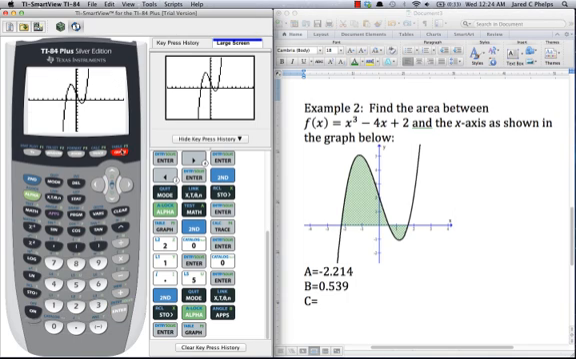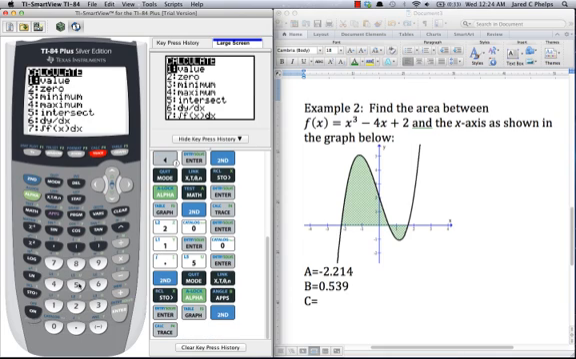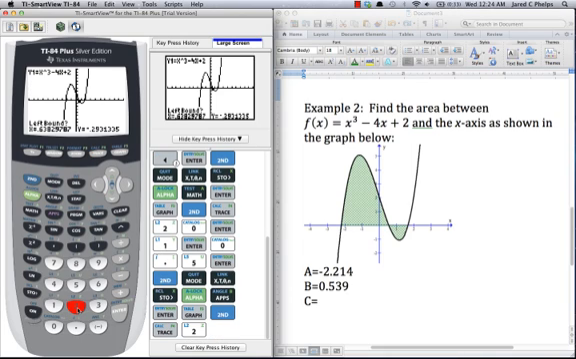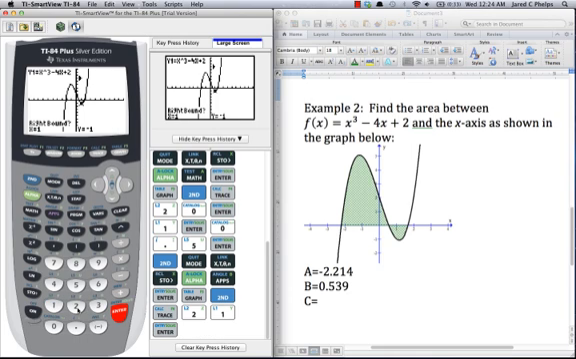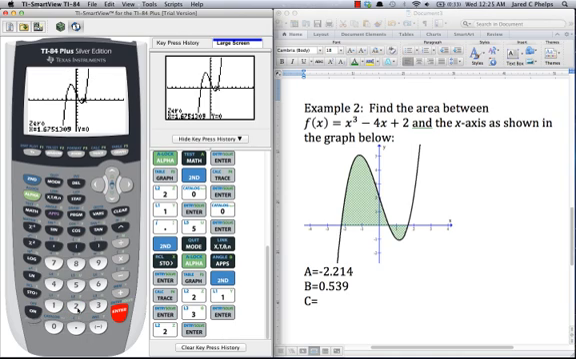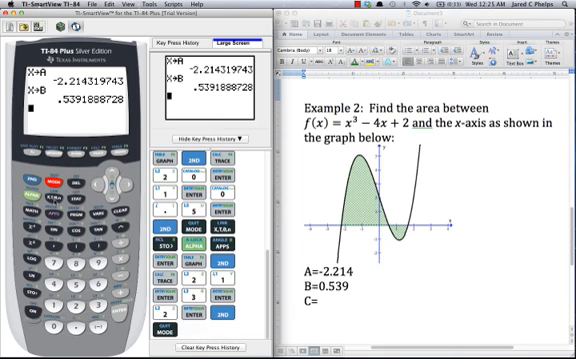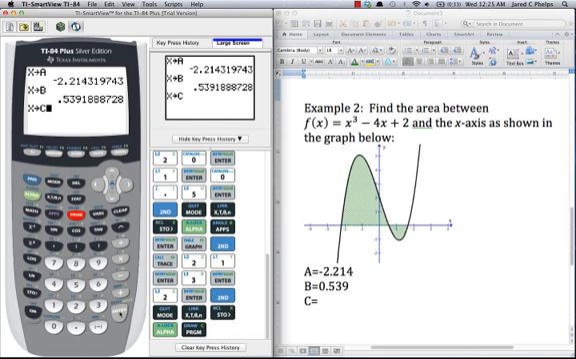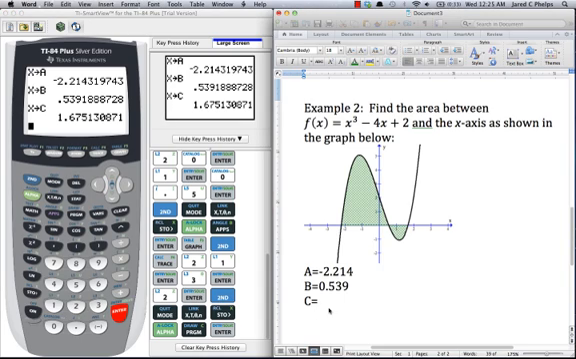For my C value, let's see, here we go, calc 2. Looks like I can go with a left bound of, and if you're not sure, a left bound of 1, a right bound of 3, and a guess of 2. You really don't have to be terribly close. It'll come back and give us that value. This time I'm doing store to C, because I don't want to overwrite any of my previous values. So C is 1.675.